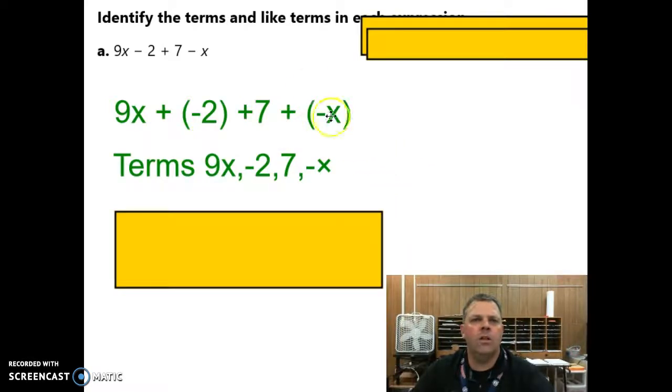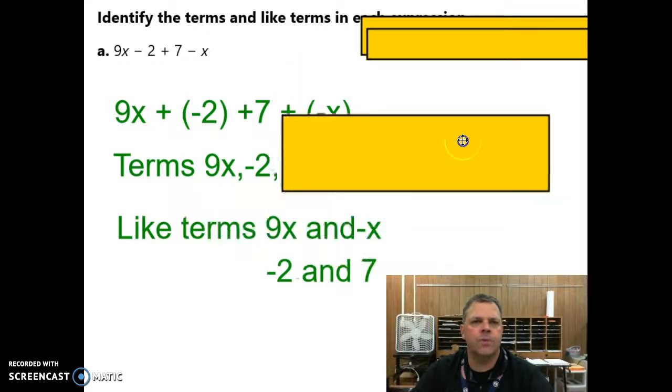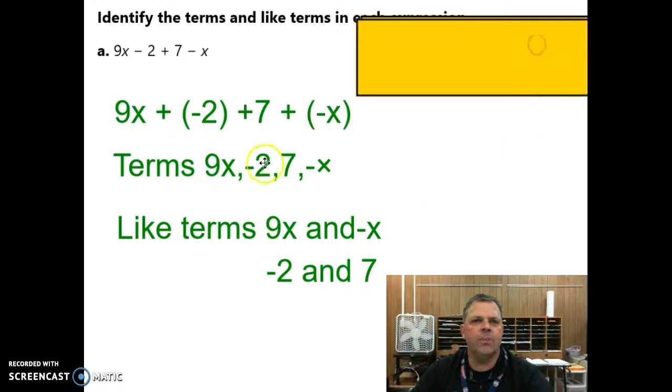Our final thing that we must do is to identify the like terms. Like terms have similar things, like 9x and negative x, because they both have x's, and 2, negative 2, and 7, because they both have numbers without a variable.